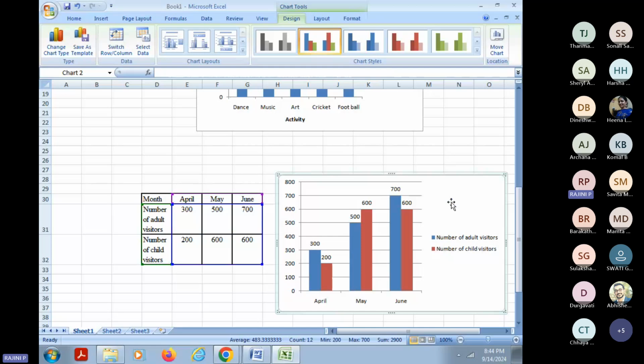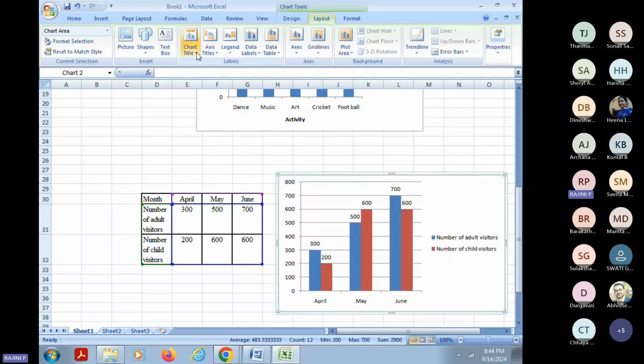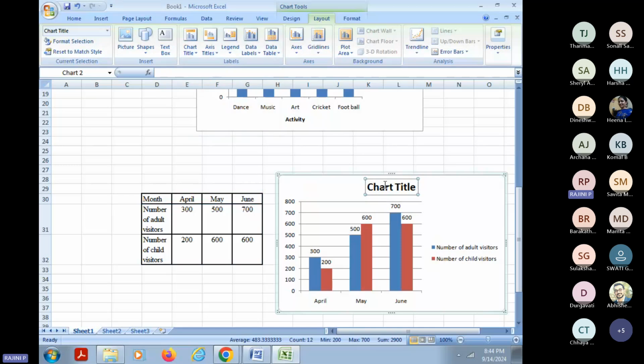And how can we give the title? Select the graph, go to the layout and give the chart title above the chart. Here I'm writing multiple bar diagram.